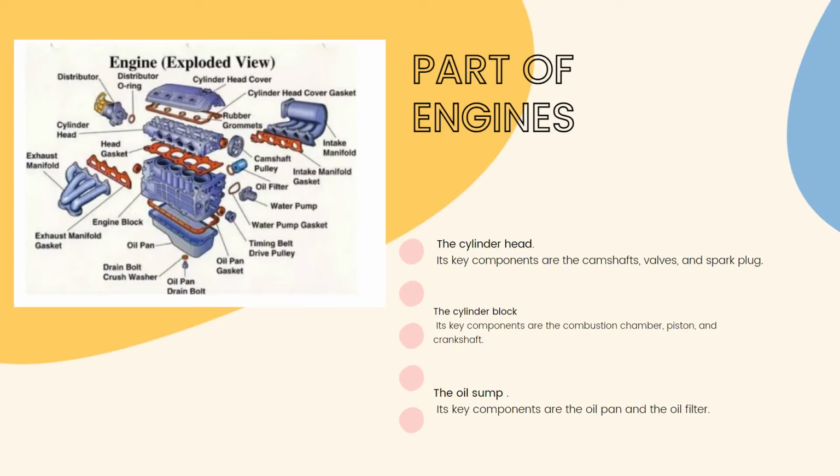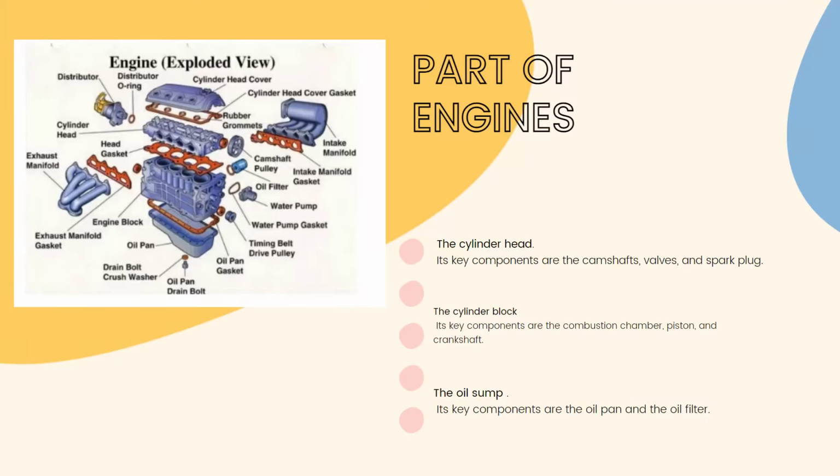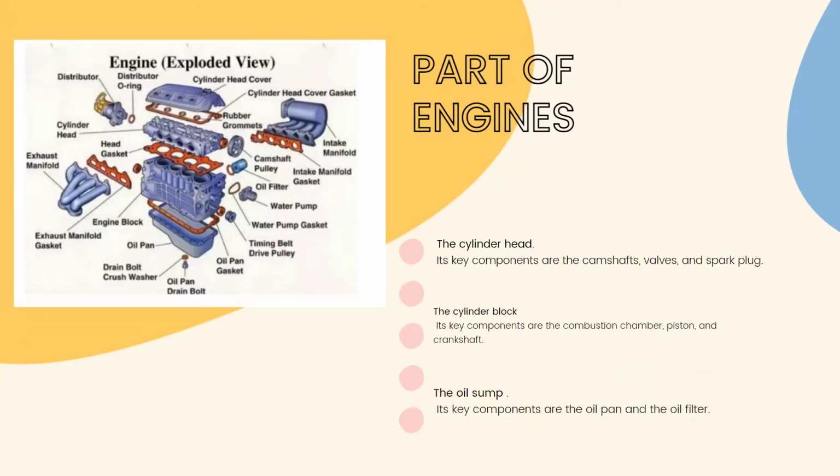The main part is the cylinder head. Its key components are the camshaft, valve, and spark plug located inside it. Next, we have the cylinder block. Its key components are the combustion chamber, piston, and crankshaft. The crankshaft is located at the bottom of the cylinder block. Then the oil sump. Its key components are the oil pan and the oil filter.